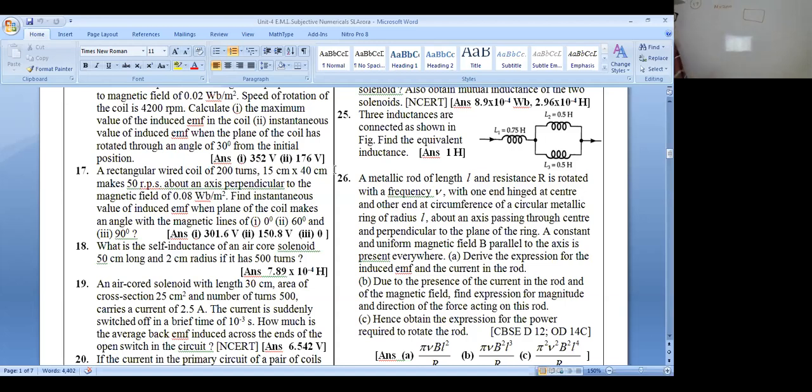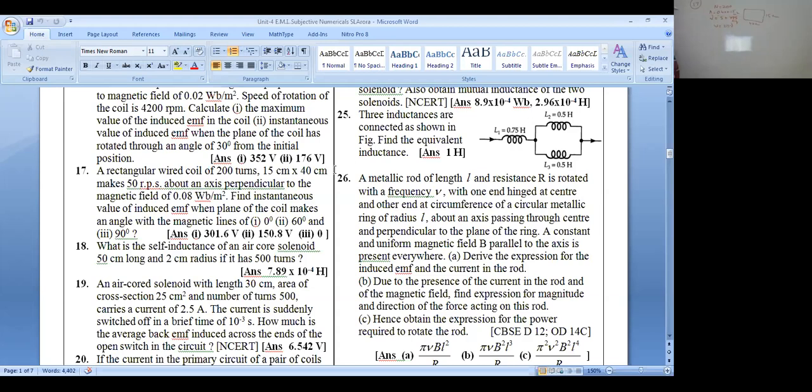15 centimeter by 40 centimeter, it will give the area, length into breadth. It means 0.4 into 0.15 meter square. It is given in centimeters, so you can convert into meters, and area is length into breadth. So this is the area. It is rotated here with a speed of 50 rotations per second. So frequency is given, 50 RPS or hertz. So you can find out omega also.